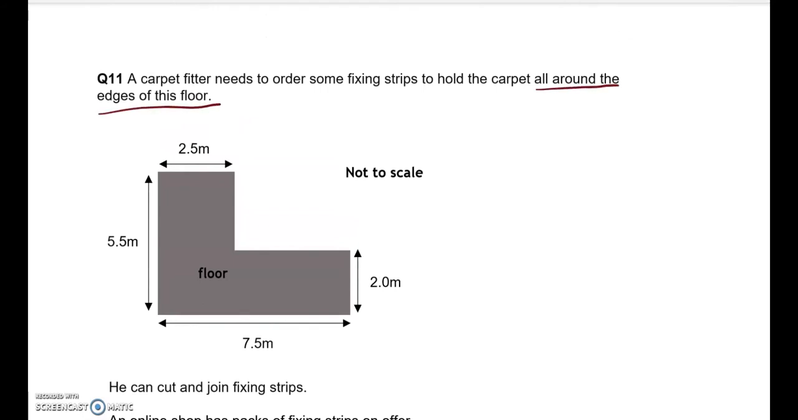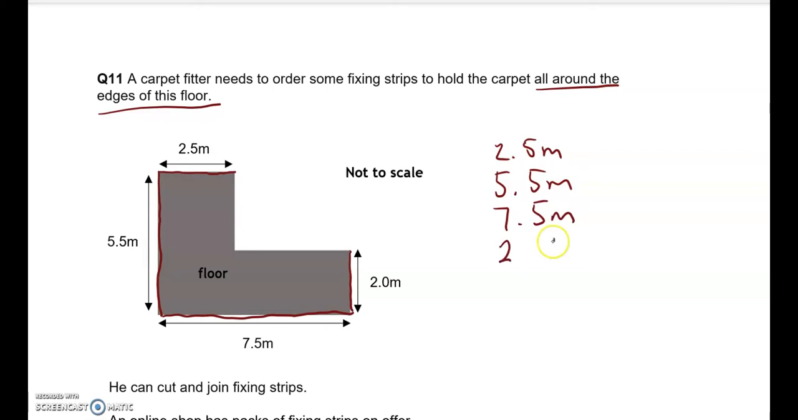So we've got 2.5 meters, 5.5, 7.5, 2, and this length here, which is worked out by taking away 2.5 from 7.5. So that is 5 meters.